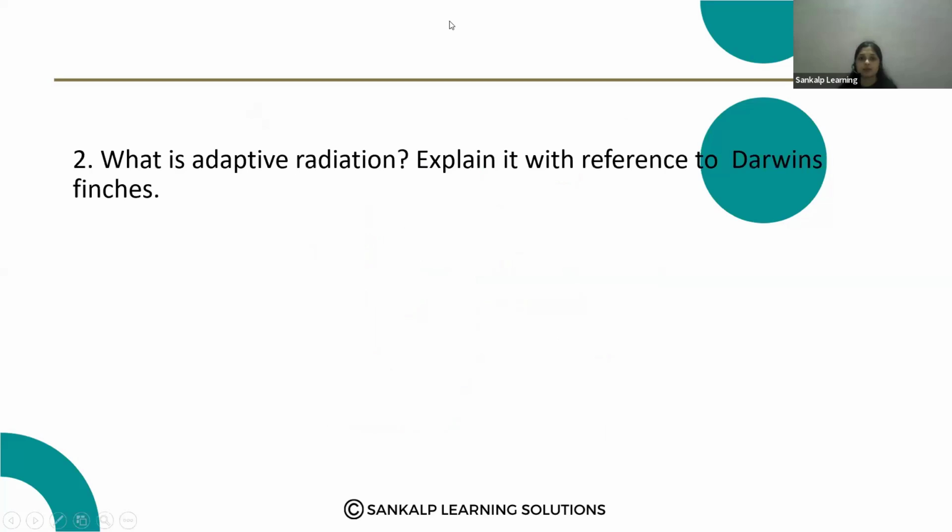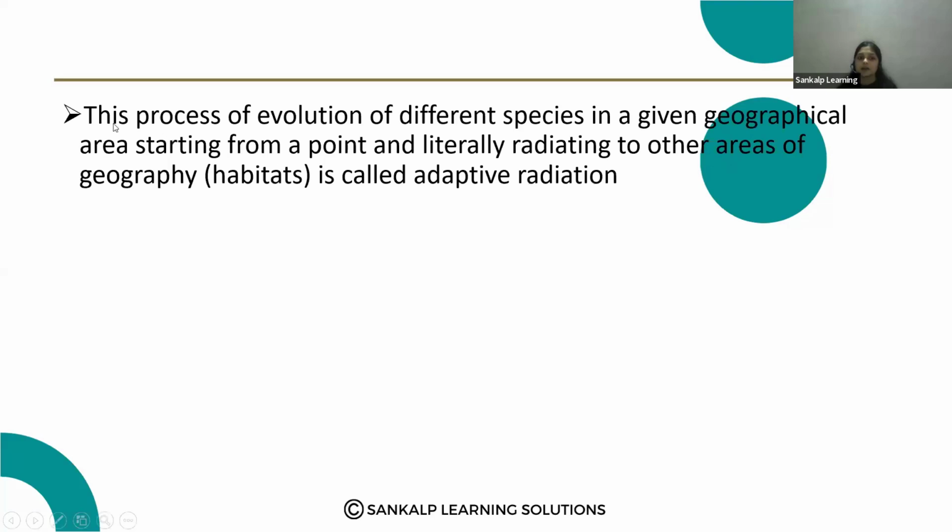Then next question. What is adaptive radiation? Explain it with reference to Darwin's finches. Yes, what is adaptive radiation? This is the process of evolution of different species in a geographical area, starting from a point and radiating to other areas of the geography. That is called adaptive radiation.